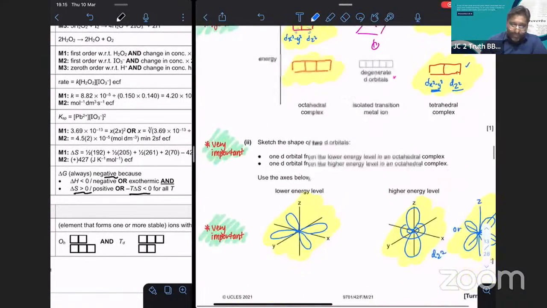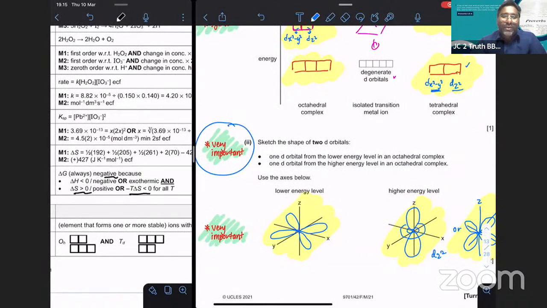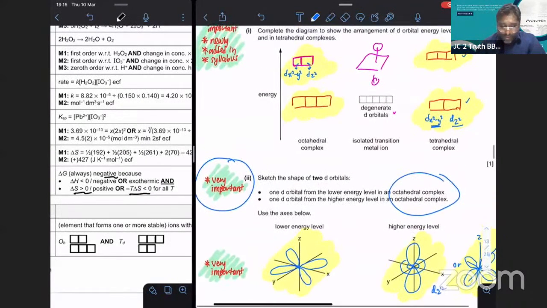This is very, very important because they ask you to sketch the shape of the d orbitals. One, they want you to show this one. They are asking for the octahedral complexes, so the ones with lower energy over here. This is the common one, which is dxy, dyz, and dxz. This one is quite simple, but if you don't know, then it's going to be difficult.